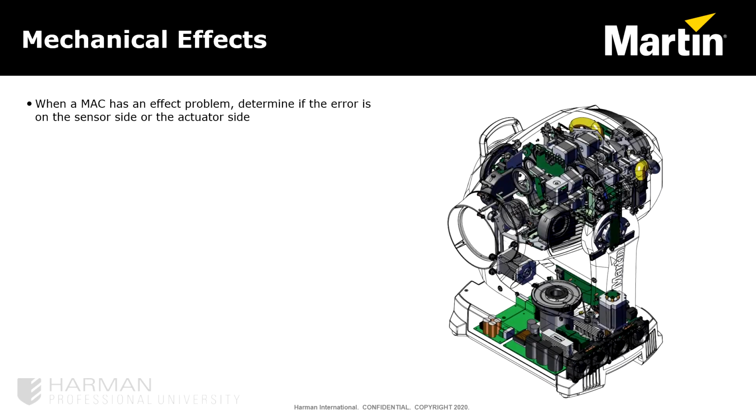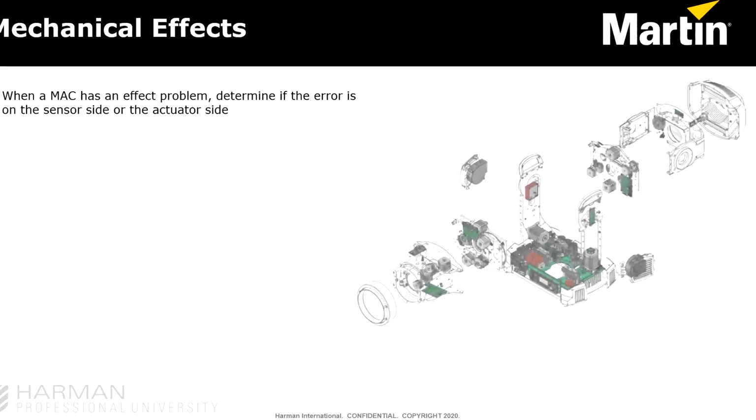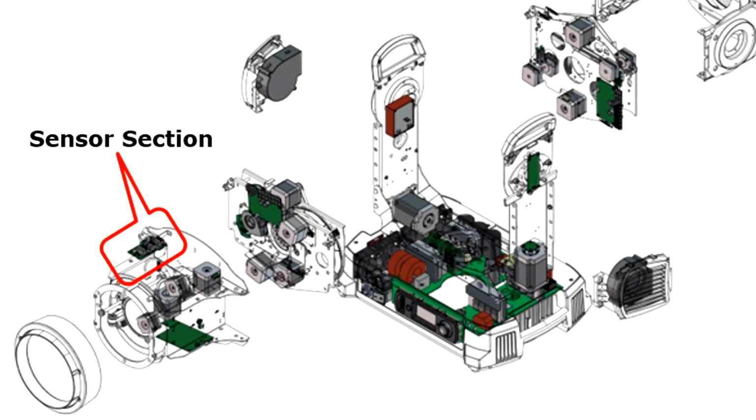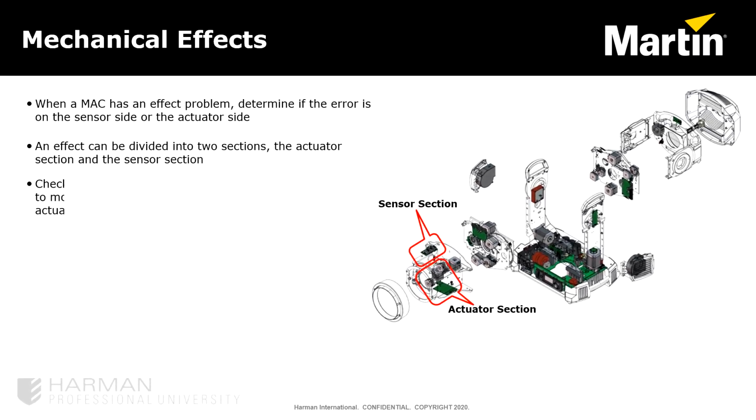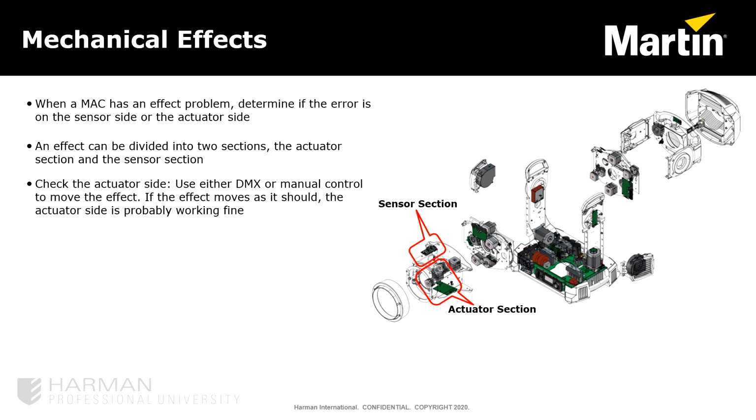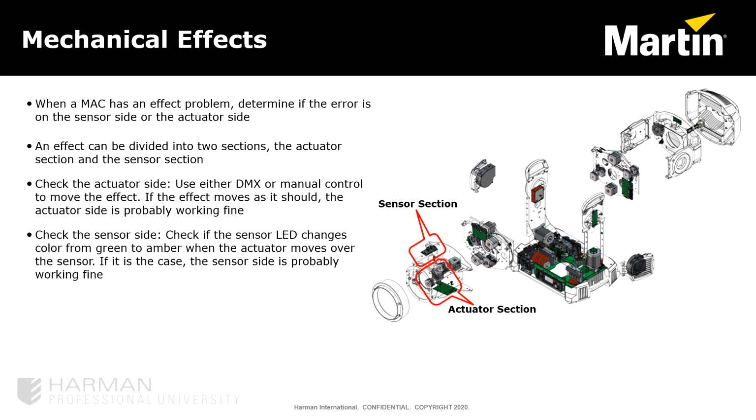If Mac fixtures present an effect problem, an error could occur on the sensor side or the actuator side. Utilizing the divide and conquer troubleshooting format, start with the actuator, also known as the drive side. If it works correctly, then move to the sensor side. In most cases, if it's the sensor side at fault, then the mechanical side will continue to work, but may present some abnormal behavior, such as the fixture hitting its end stop.